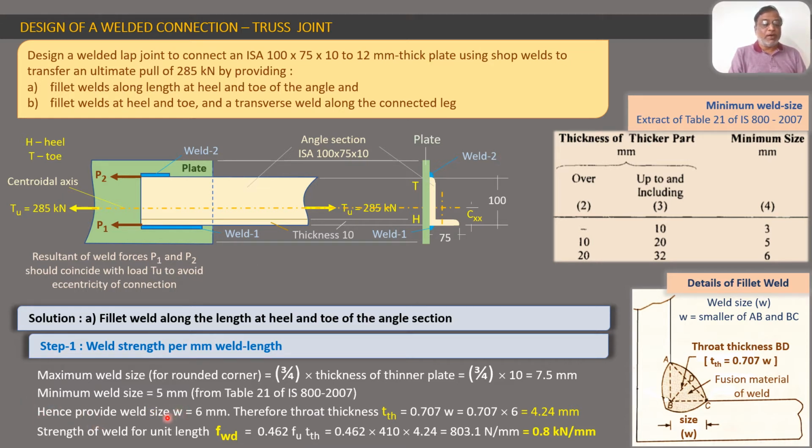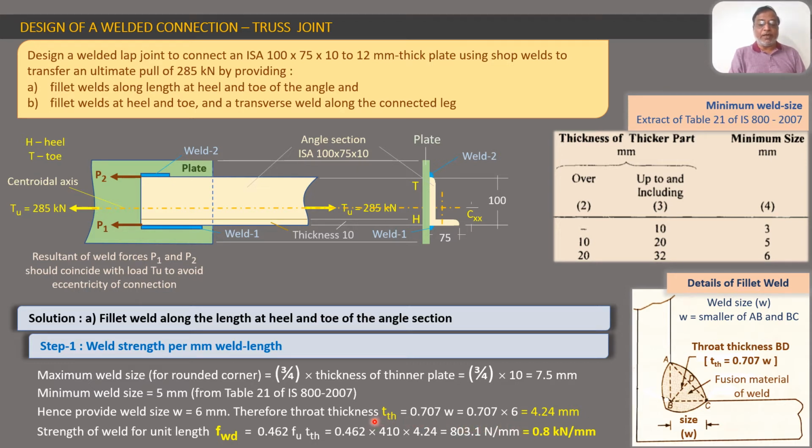So we have to provide a weld between 5 mm and 7.5 mm. So we will provide a weld size of 6 mm. Now once we provide a weld size of 6 mm, we know that the throat thickness of the weld, TH, is 0.707 into 6, that is 4.24 mm.